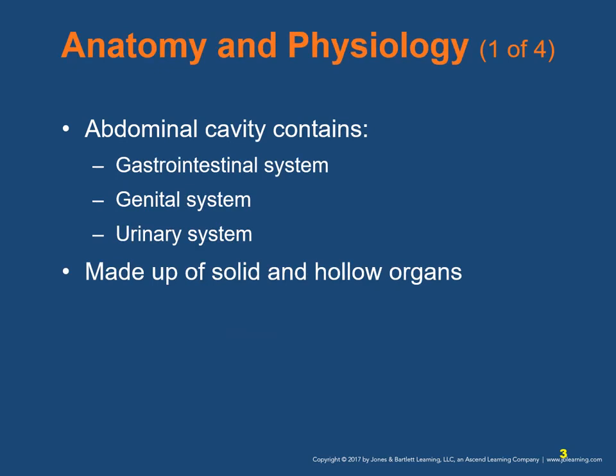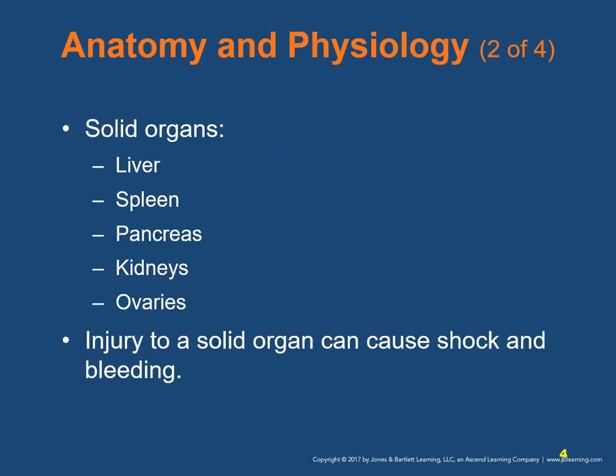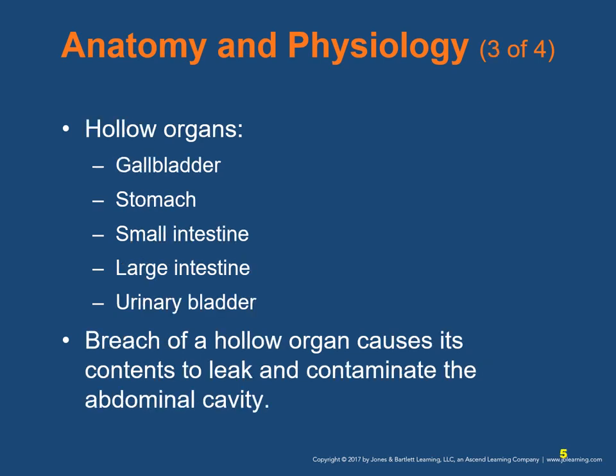Let's discuss the anatomy and physiology of the abdominal cavity first. The abdominal cavity contains solid and hollow organs that make up three systems: the gastrointestinal system, genital system, and the urinary system. The solid organs are the liver, spleen, pancreas, and kidneys, and in women, ovaries. Injury to a solid organ can cause shock and bleeding. The hollow organs are the gallbladder, stomach, small intestine, large intestine, and urinary bladder. If there is a perforation of these hollow organs, the contents of that hollow organ will leak and contaminate the body cavity.